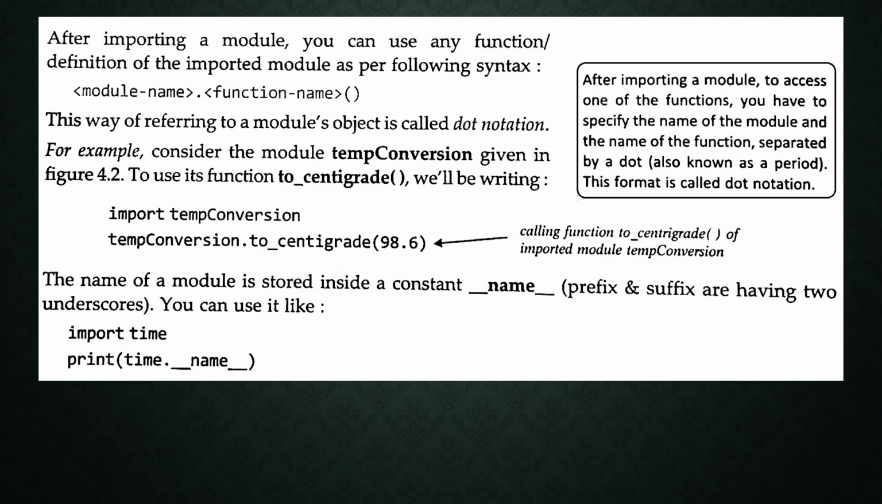The next one is another function, dir. If you use dir along with the module name, it gives the names of everything defined inside the module. It may be the constants, the name, file name, functions, etc. All those things will be displayed.